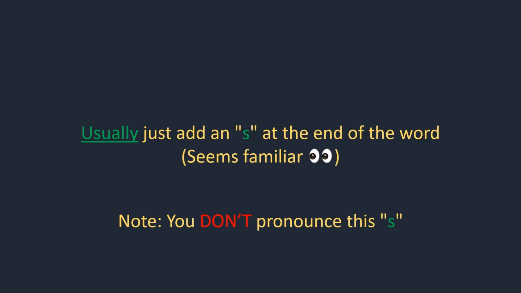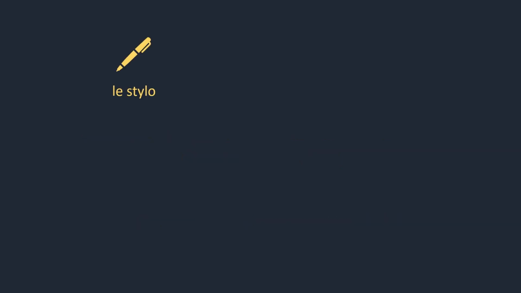Now let's look at an example to demonstrate this. So here I have le stylo, which means the pen. We want to make this plural. So, like I said, you simply add an S at the end of the word stylo, so it becomes stylos. Okay, it's not pronounced stylos, it's stylo. Still pronounced the same. Now here's the trick question. What about the word le? Does it change as well? Well, it turns out, yes. Le becomes les. Okay?